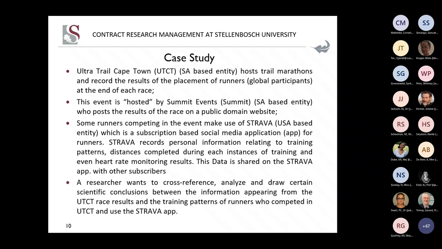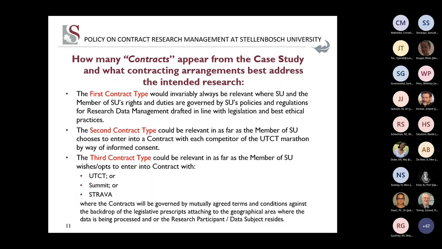So the intention of the researcher in relation to this case study would then be to cross-reference, analyze, and draw certain scientific conclusions between the information appearing from the UTCT race results and how they marry with all the training that the Strava user has put in place before he actually competed in the UTCT trial run. So the question then again appears, how many contracts are there in this specific case study?